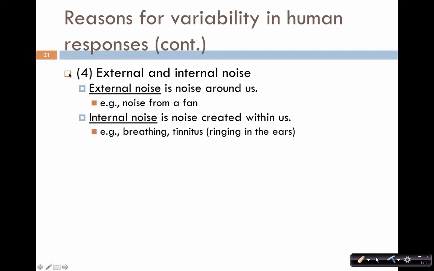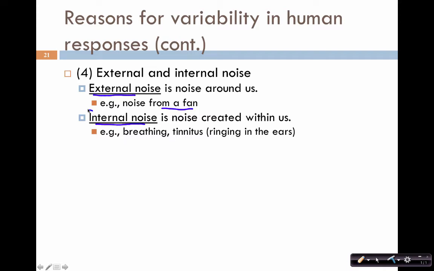Reason number 4 from Emanuel and Letowski has to do with external and internal noise. Any noise that's in the environment, what they call external noise, such as noise from a fan or any other background noise, will affect the estimate of absolute sensitivity. And also any internal noise. This could be noise from your own breathing, from ringing in the ears that a person might have, and other sorts of biological noises that might be affecting a test.